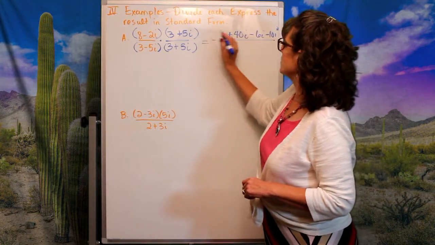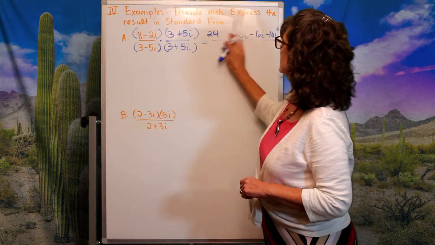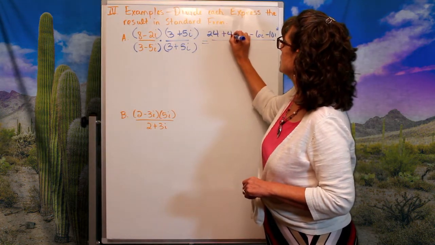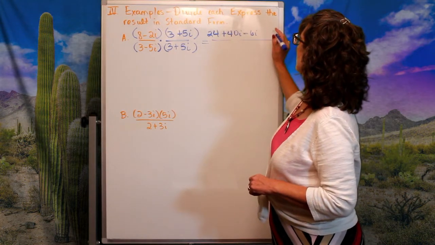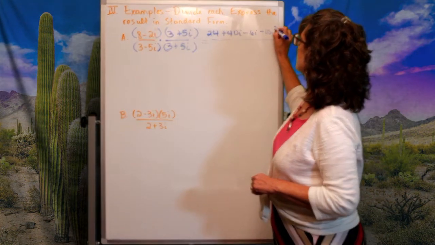Let me clean this up. That's all scrunched up, and I know you're having a hard time seeing that. Let me clean it up for you. Plus 40i minus 6i. Here we go. Minus a 10i squared. That looks much better.